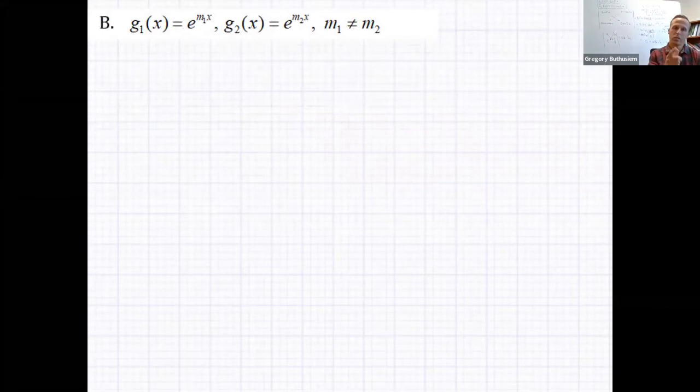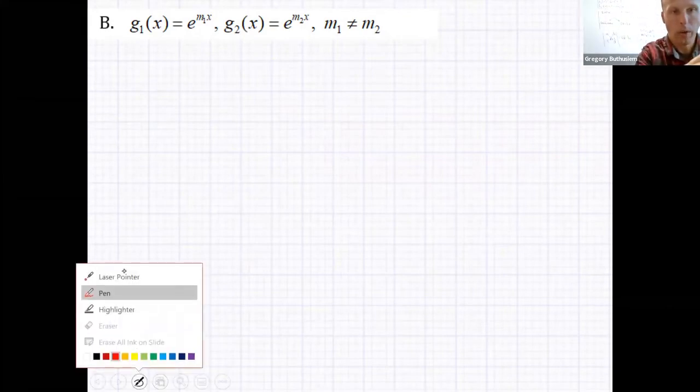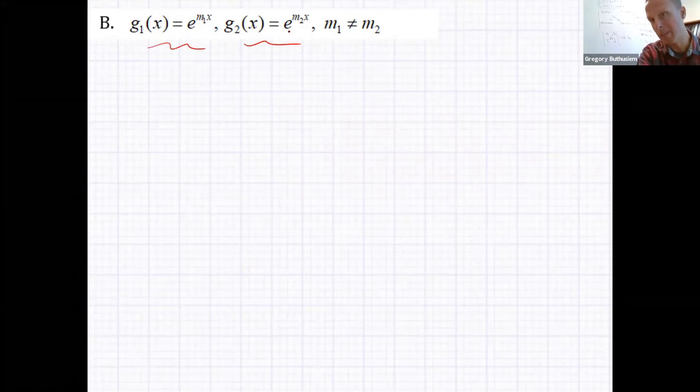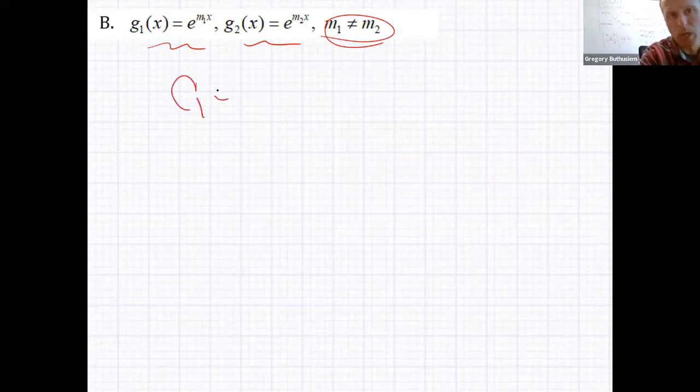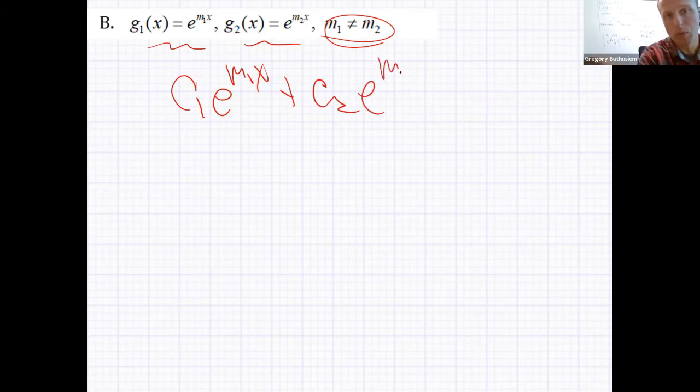All right, this is going to be a pretty important one. Let's look at these two functions and decide whether or not they are independent or dependent using the Wronskian. So e to the m1x, e to the m2x. m1 and m2 are just some constants, but they're not equal to each other. Because if they were equal, and I did c1 e to the m1x plus c2 e to the m2x, I'd definitely be able to get 0.